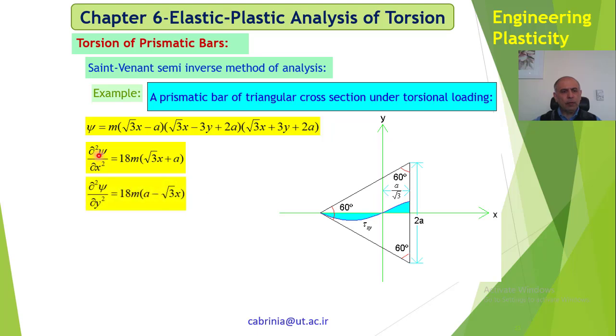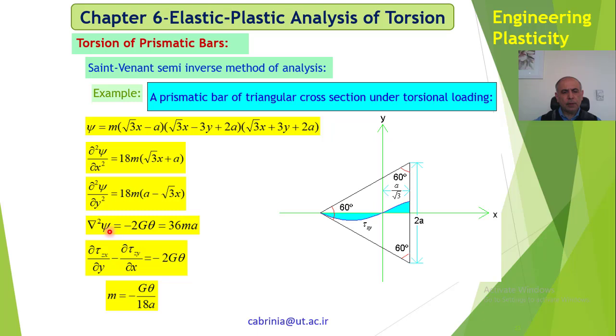So if we take the second derivative of psi with respect to x squared and y squared, we get this, and therefore this differential operator of psi, or nabla squared psi, is minus 2g theta, so that if we put this in here, we get 36 ma, which is constant. Okay, so you can see that it is a constant, so it gives the right answer. Therefore m is equal to minus g theta over 18a.